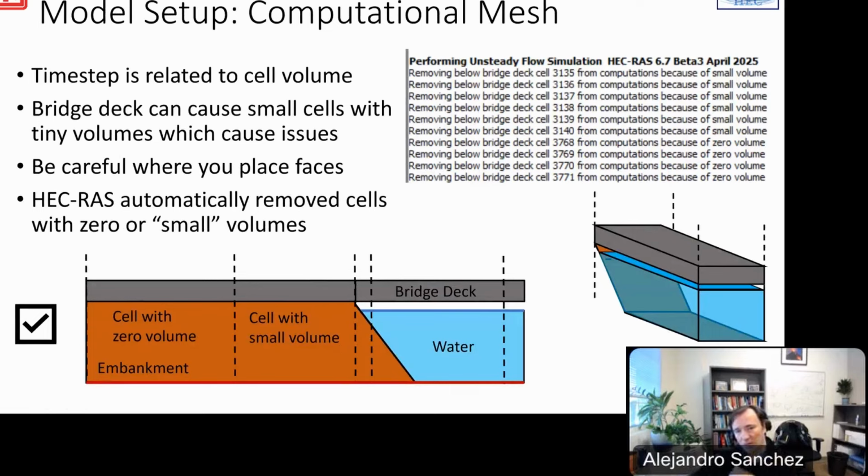When you run the model, it'll show you that it has removed certain cells with 0 or a small volume. And all the cell IDs correspond to the lower mesh, right? It's not going to report any cell IDs for the upper mesh.